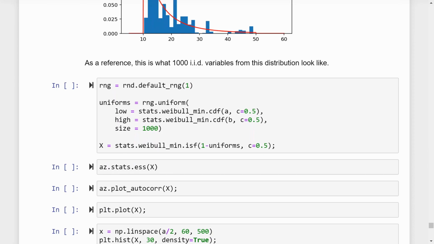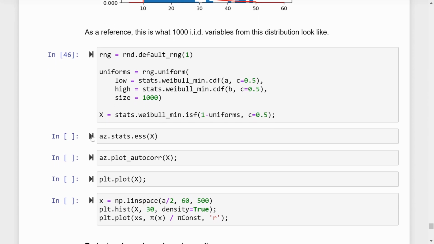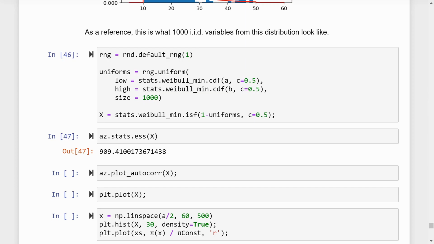As mentioned earlier, this target density isn't actually so difficult, and we can simulate IID samples using the inverse transform method. If we ask for the effective sample size of these independent samples, we get a much bigger number, 909. Note that the real effective sample size is exactly 1000, but the RV's ESS function just gives us a kind of rough estimate of this number. In any case, 900 is much bigger than the best MCMC value we got, which was about 80.